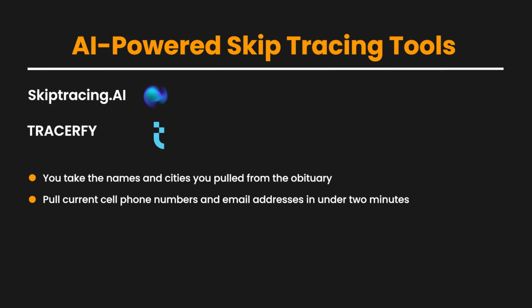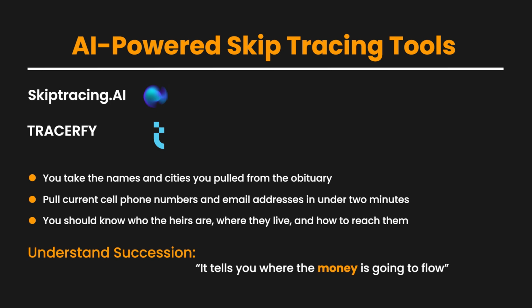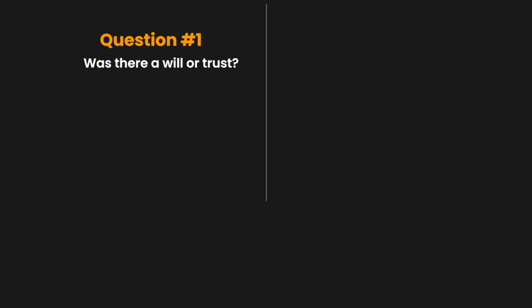So before you make a single call, you should know who the heirs are, where they live, and how to reach them. But before you contact anyone, you need to understand something called succession. Because succession is what tells you where the money is going to flow. And the direction of that money is determined by two questions. Question one, was there a will or a trust in place?